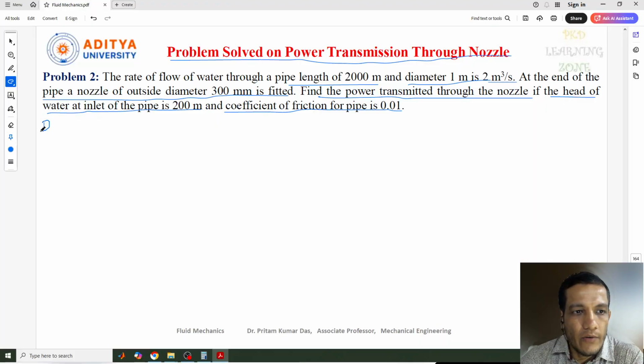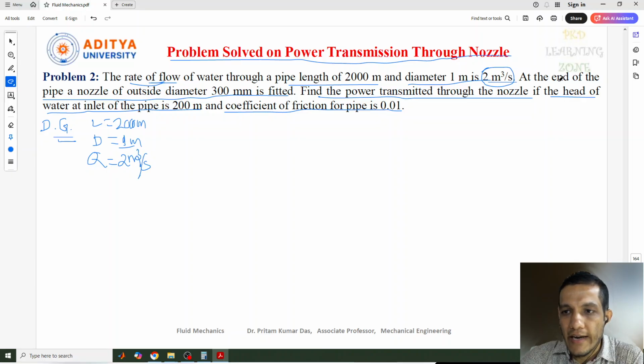So here we can write the data given for this question. First, the length of the pipe is 2000 meter, and the diameter of the pipe, capital D, is 1 meter. The discharge, the rate of flow, is 2 meter cube per second. At the end of the pipe, a nozzle of outside diameter, this is the diameter of the nozzle, is 300 millimeter, or we can write 0.3 meter.